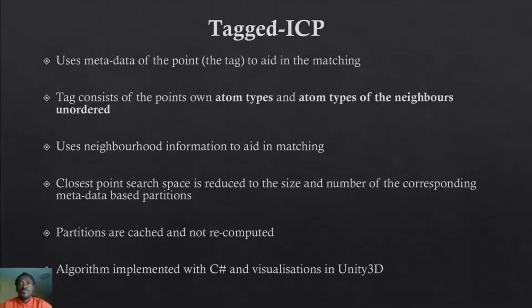Tagged ICP uses the point's own atom type, and the atom types of the k nearest neighbors are ordered to find a correspondence for a point. The algorithm partitions the search space for correspondence by the atom type. To find the correspondence for each atom in the data point cloud, the search considers only atoms of the same type, having the same neighborhood information. Depending on the distribution of molecules in the point cloud in terms of the size of the atom partitions, the speed up gained in the search for correspondence in a smaller set space reduces the time to convergence of the algorithm.